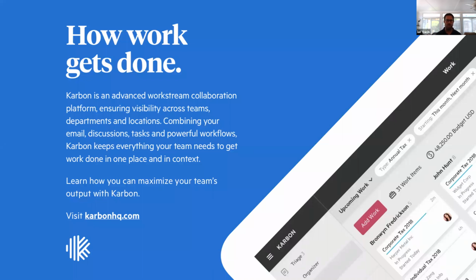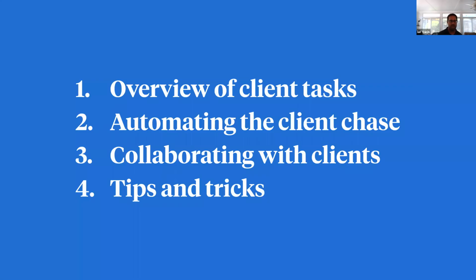Karbon's where work gets done. You're going to see that. And today we're specifically going to see how getting work done in the context with your clients, getting them involved in the workflow, is really, really cool. It's one of the things that when people start to use it, they get one of the biggest time savings they can get. So we're going to walk through a little bit of what it is overall, how to automate the client chase itself and leverage these client tasks, and then how you're able to collaborate in the moment with clients, and some of our favorite tips and tricks along the way.